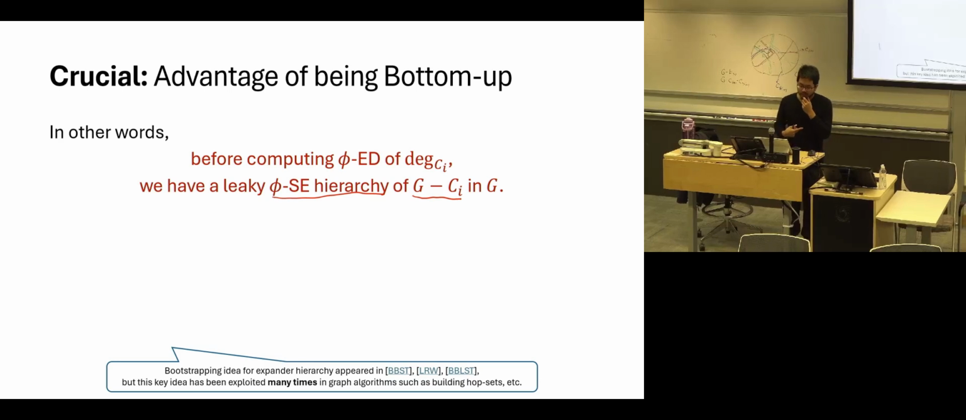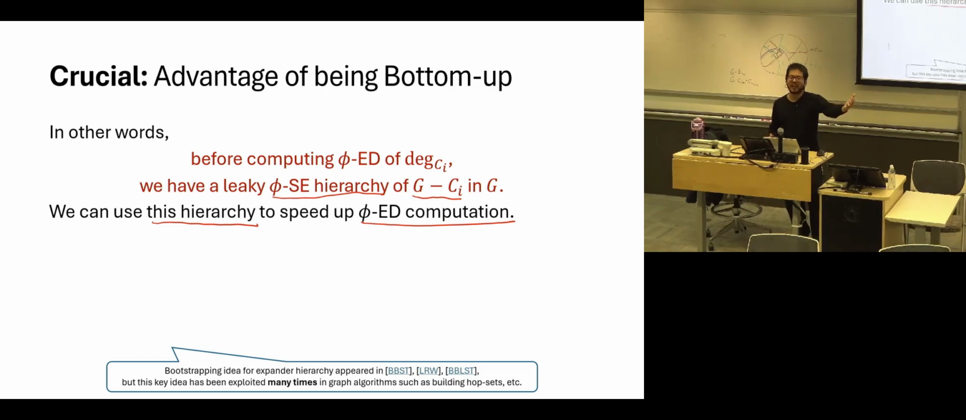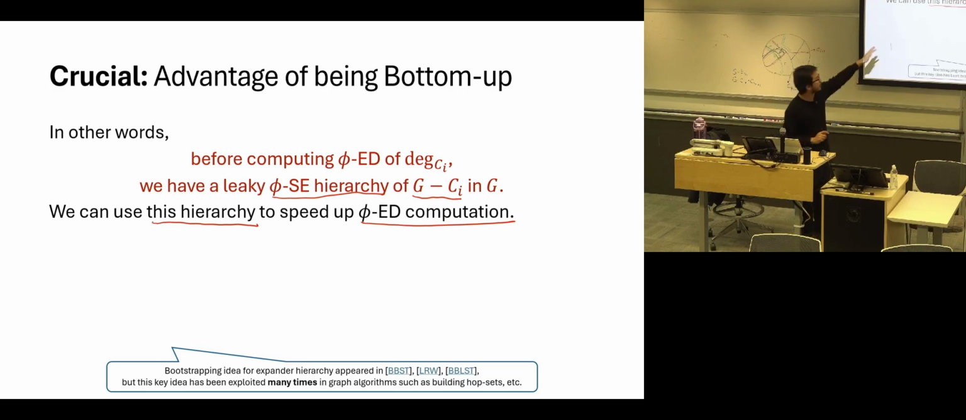So we can try to exploit this hierarchy to speed up the expander decomposition computation. We have seen this once, for example, in the MaxFlow algorithm: if you are given an SE hierarchy, you saw how to make MaxFlow fast, like n squared instead of mn. So this is true here too.